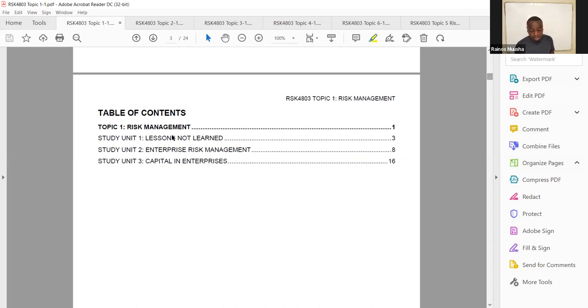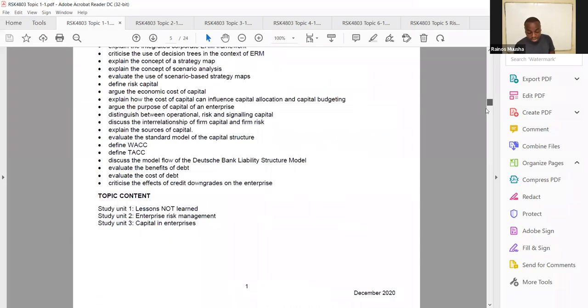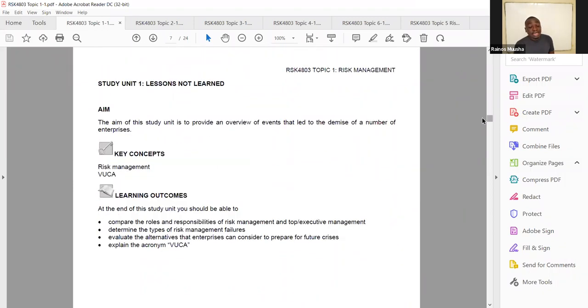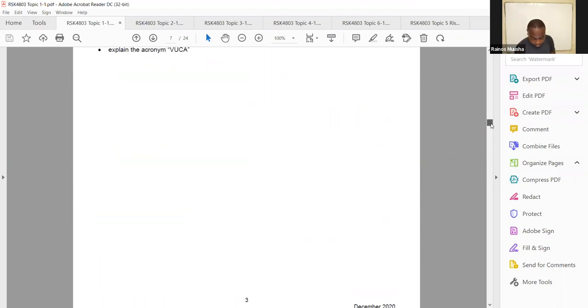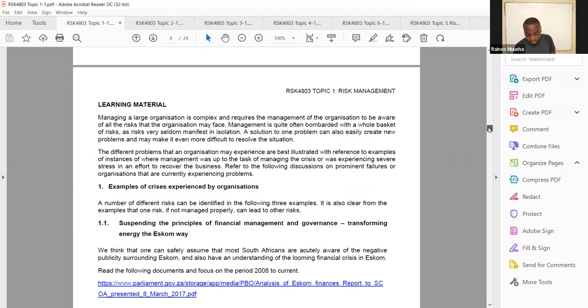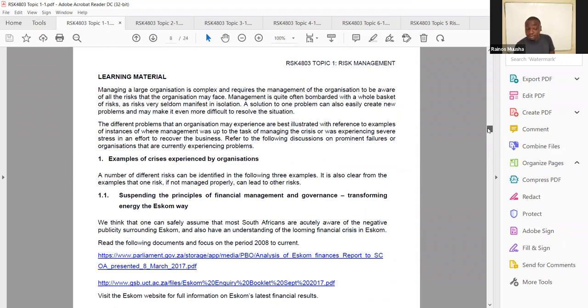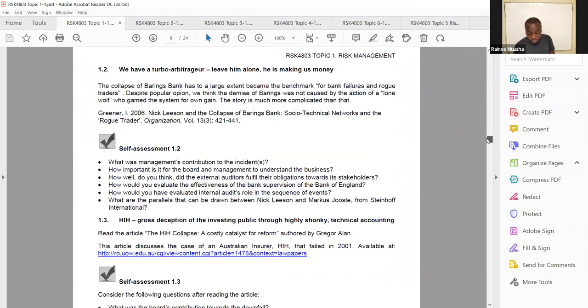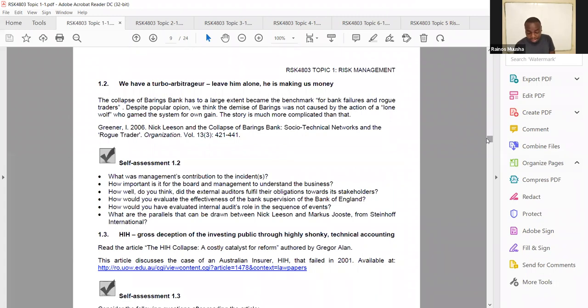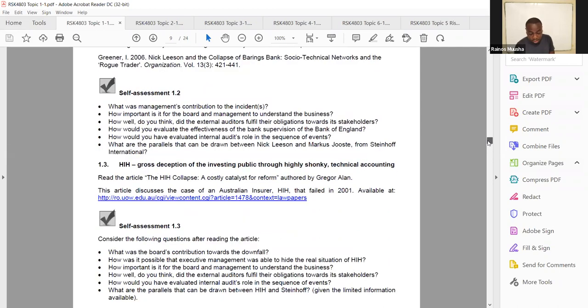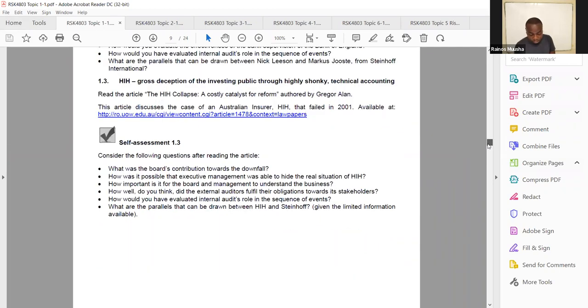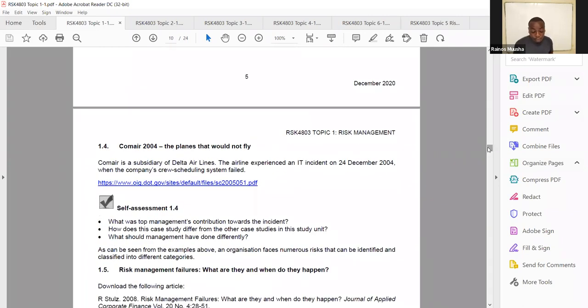When you look at study unit one, the main idea is that we are going to be looking at different case studies where risk management basically failed. For study unit 1.1, we look at the case of ESCOM. On study unit 1.2, we're going to be looking at the case of Barings Bank. Then on study unit 1.3, we look at HIH. Then on study unit 1.4, we look at the case study of Comair as well, right?